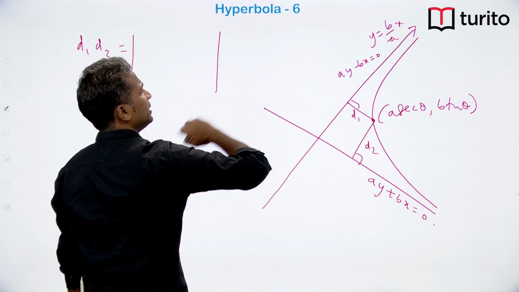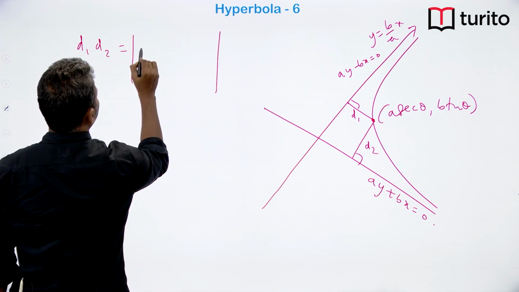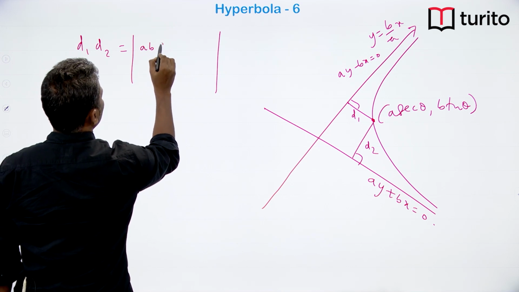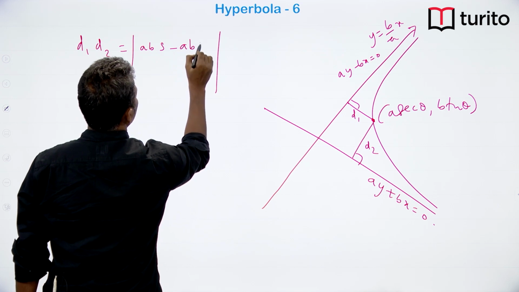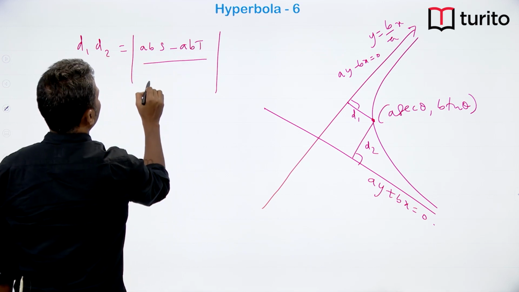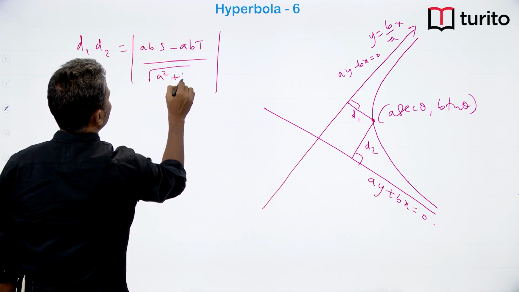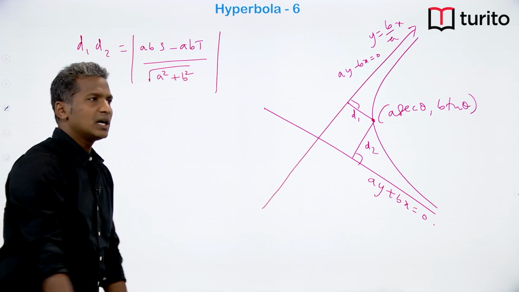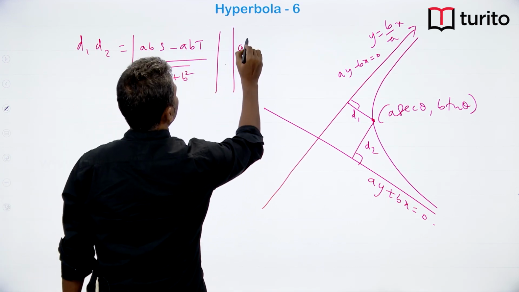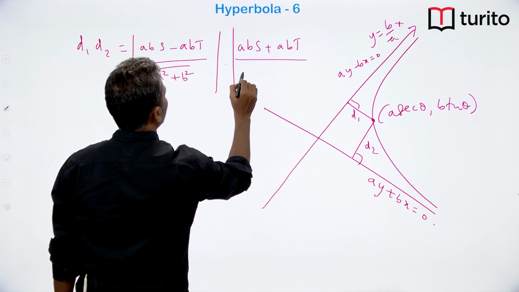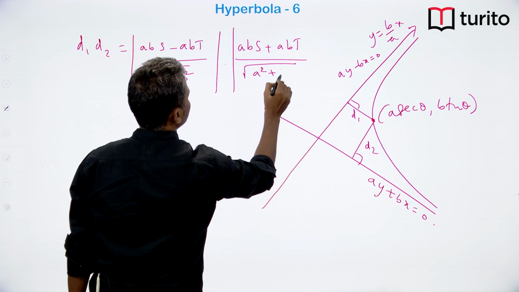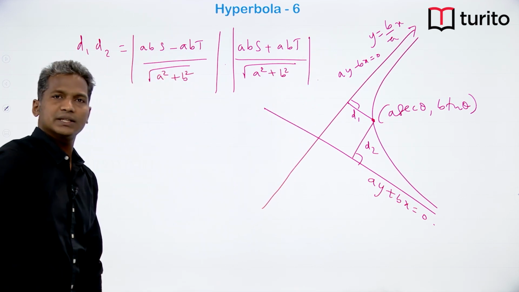If I put the point here, what do we get? ab into sec theta minus ab into tan theta divided by root of a square plus b square. This is the first distance. And now the second distance will be ab into sec theta plus ab into tan theta divided by root of a square plus b square. This is the second distance.